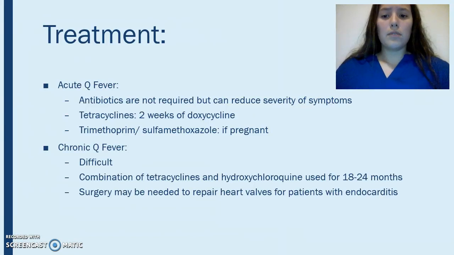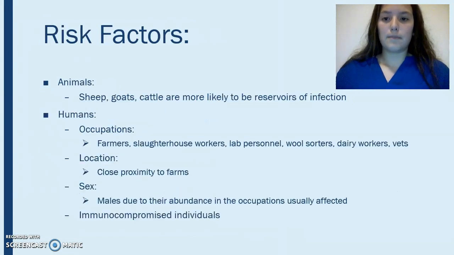sulfamethoxazole. With chronic Q fever, it's a little more difficult to treat, so it's usually a combination of antibiotics, which involve tetracyclines and hydroxychloroquine, and used for a prolonged amount of time, usually around 18 to 24 months. And if the patient has developed endocarditis, usually surgery will be needed to repair those damaged heart valves.